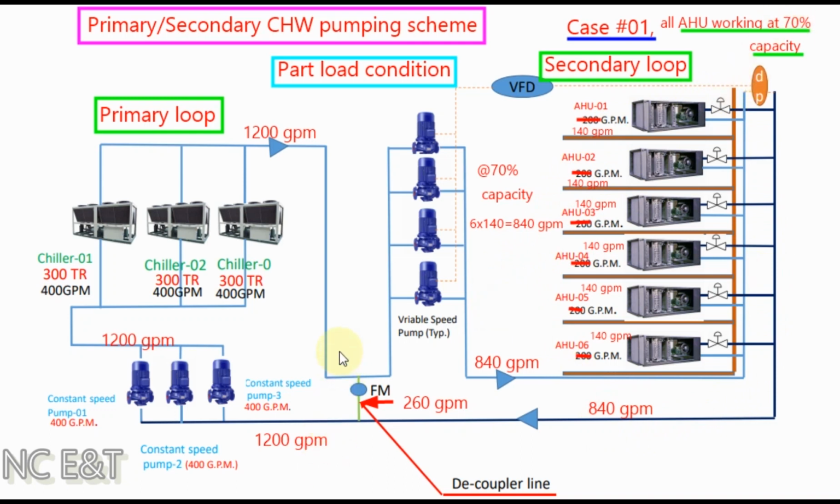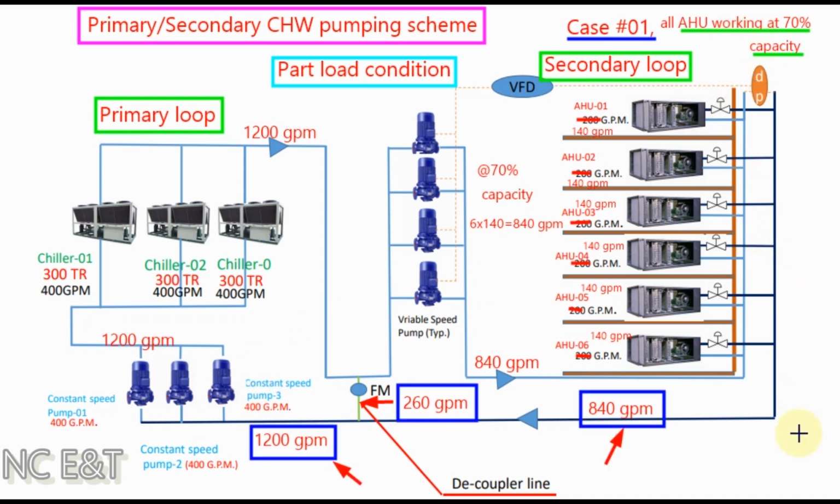When we go to the primary loop, we find that there are 3 chill water pumps working at constant speed producing 400 GPM each. So the total GPM in the primary loop is 1200 GPM, and the primary loop needs to flow continuously a constant flow of 1200 GPM.